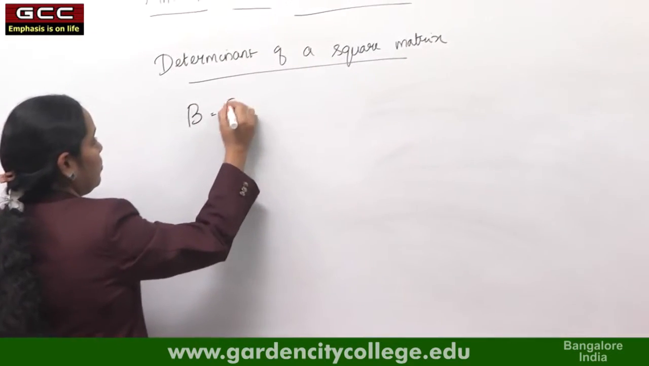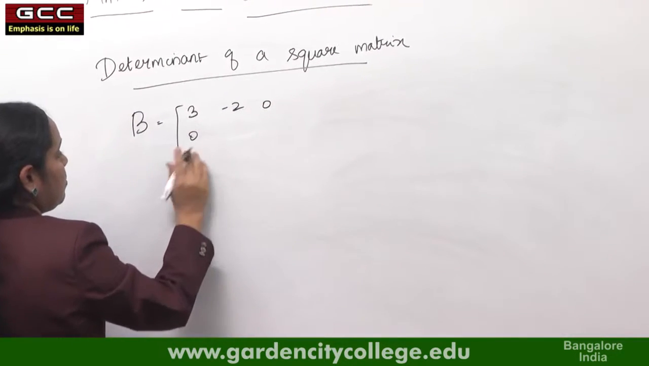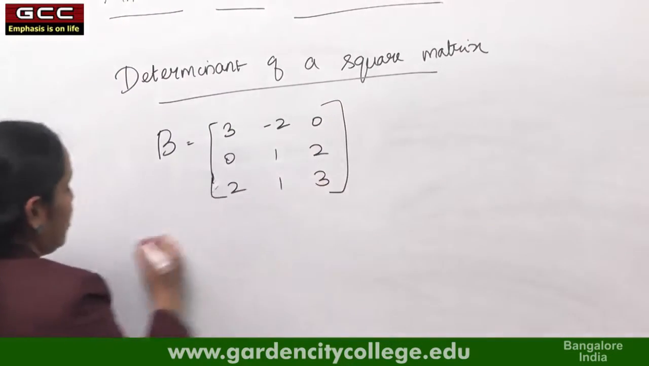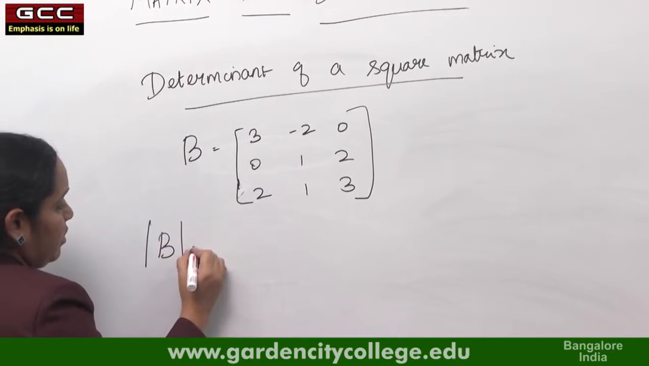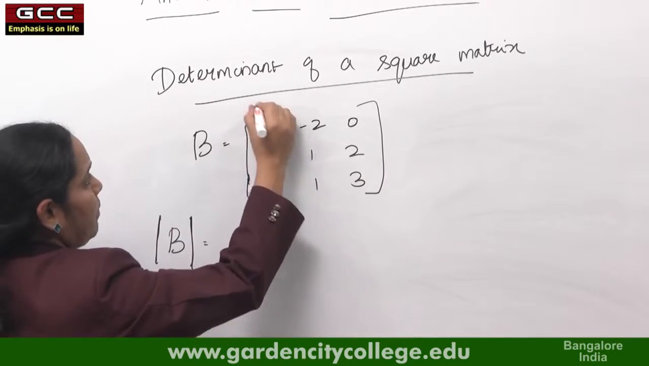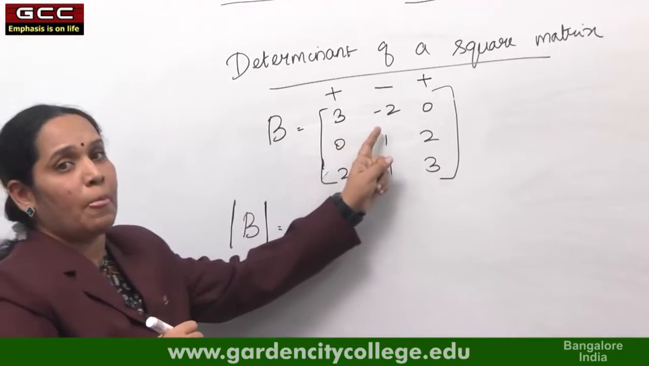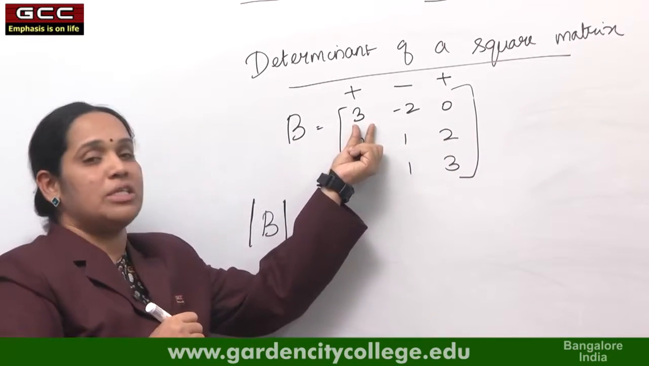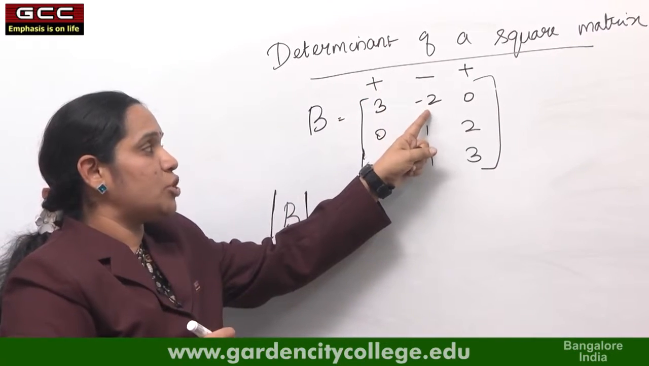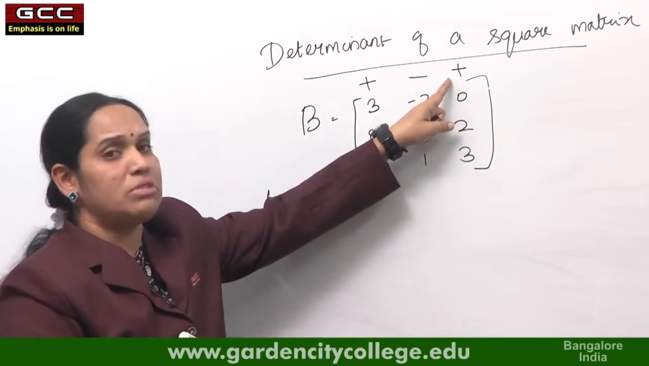B is equal to 3, minus 2, 0, 0, 1, 2, 2, 1, 3. So here determinant B always should be represented within two parallel lines. So take this is plus, this is minus, this is plus. This plus minus plus is as per the position of the element. Here the position of the element is 1, 1, which is an even number, so you have a plus here. This position is 1, 2, which is an odd number, so the sign becomes negative. Here it becomes positive.